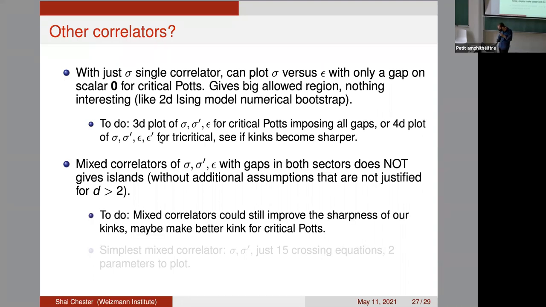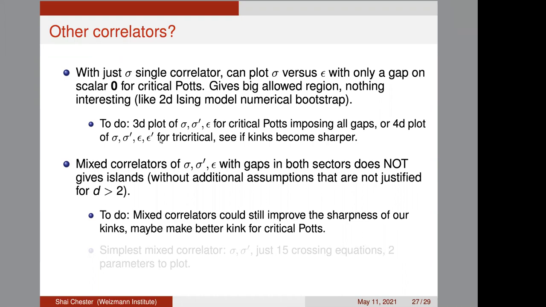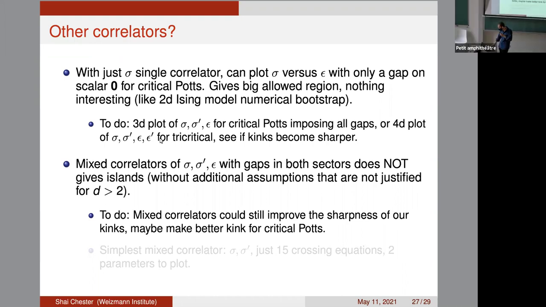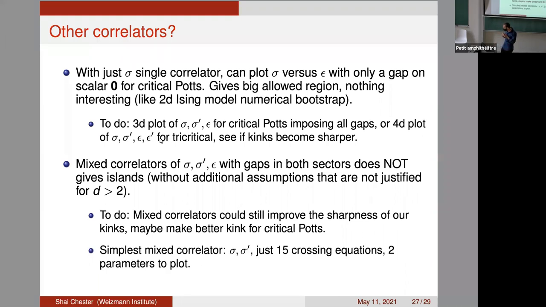On the other hand, even though you don't see islands by looking at these mixed correlators, it's still quite possible that doing mixed correlators would make our kinks much sharper. And so that is certainly something we plan on doing and investigating, whether or not it will improve our kinks and our spectrum for that matter. So for instance, the simplest mixed correlator you can look at is sigma and sigma prime. This is the simplest case because it's just 15 crossing equations compared to 3 in our single correlator study. And there's just 2 parameters to plot, sigma and sigma prime. So that makes it a bit more feasible than having to plot sigma, sigma prime and epsilon.